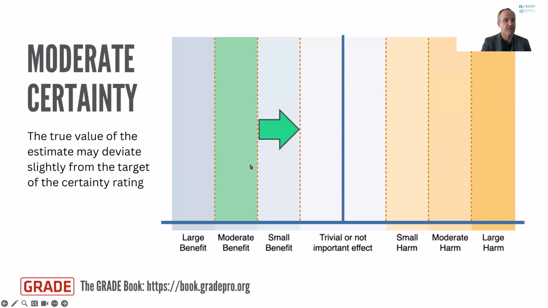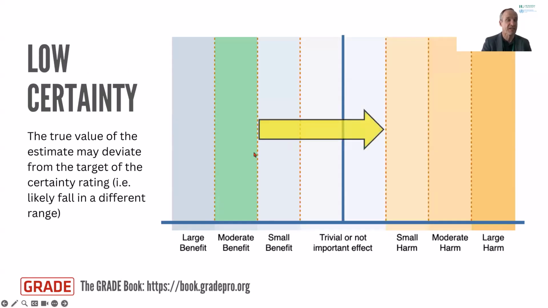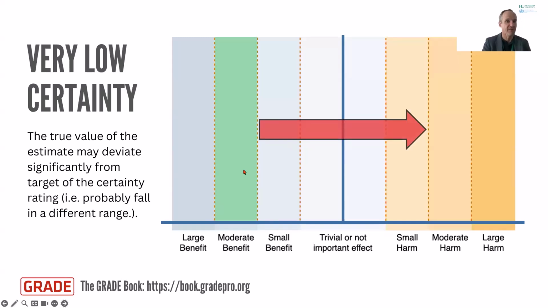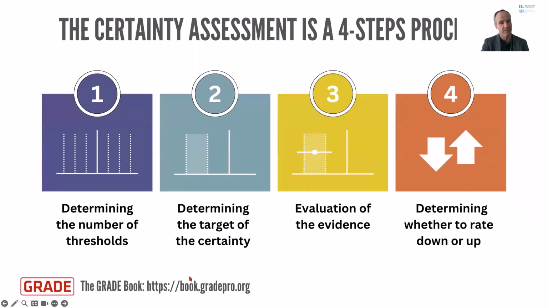Moderate certainty would mean that this effect could be different and that typically it would move beyond across another threshold. Low certainty would mean it becomes even less likely that the effect is in that moderate certainty range, and very low certainty means that it could be substantially different, several thresholds different. But that concept is critical for these 4 steps that I described a bit earlier in the certainty assessment. Those 4 steps being determining the number of thresholds, determining the target of the certainty on the basis of an intervention review, for instance, the evaluation of the evidence with all of the domains, and then at the end determining whether or not to rate up or down.